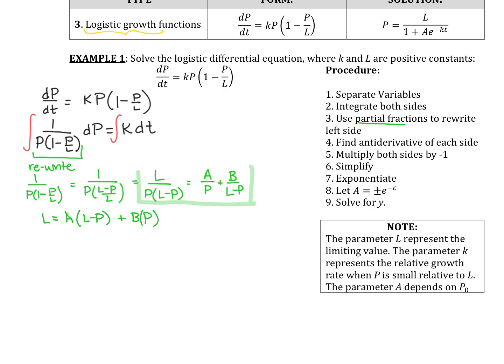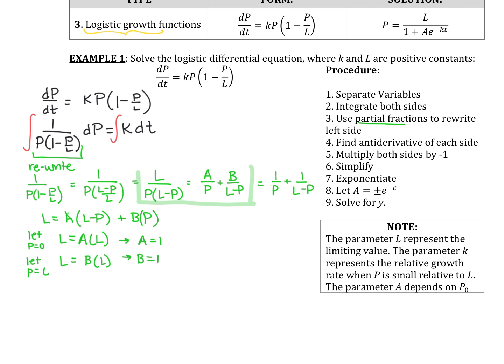Maybe we put parentheses around that to help. And remember, then we used the Heaviside method, most of us did. So if we let P be 0, then we get L equals A times L, which means that A has to be 1. And if we let P equal L, then we get L equals B times L, which means that B equals 1. And so I can rewrite this expression as 1 over P plus 1 over L minus P.